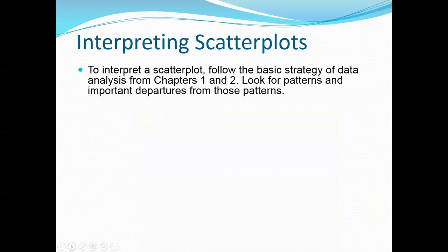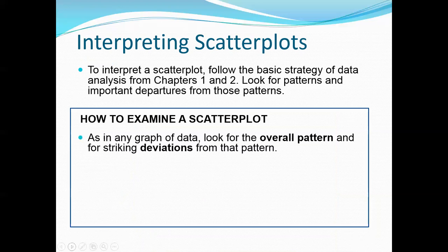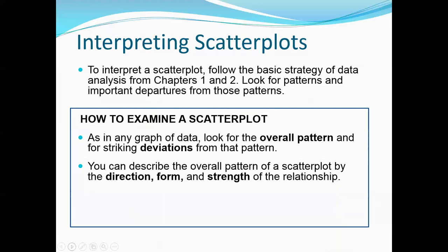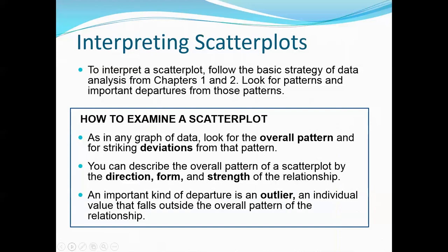Interpreting scatter plots. To interpret a scatter plot, follow the basic strategy of data analysis from Chapter 1 and 2. Look for patterns and important departures from those patterns. As in any graph of data, look for an overall pattern and for striking deviations from that pattern. You can describe the overall pattern of a scatter plot by the direction, form, and strength of the relationship. An important kind of departure is an outlier, an individual value that falls outside the overall pattern of the relationship.